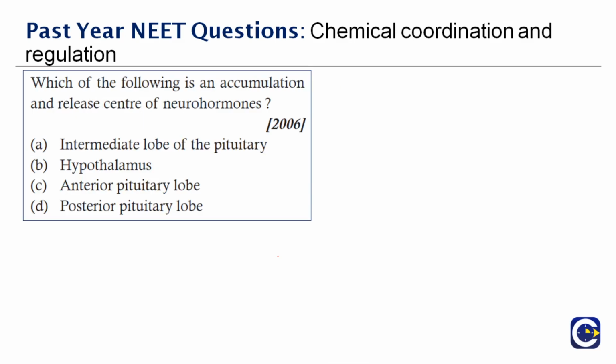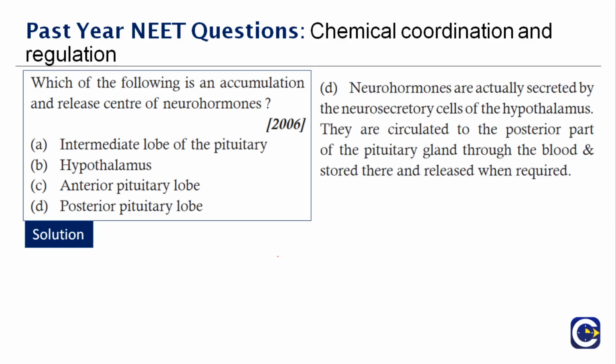Next question here. Which of the following is an accumulation and release center of neurohormones? This question was asked in the year 2006. Neurohormones are actually secreted by the neurosecretory cells of the hypothalamus. They are transported to the posterior part of the pituitary gland through the blood and stored there and released when required. Therefore, the right answer to this question is option D, posterior pituitary lobe.